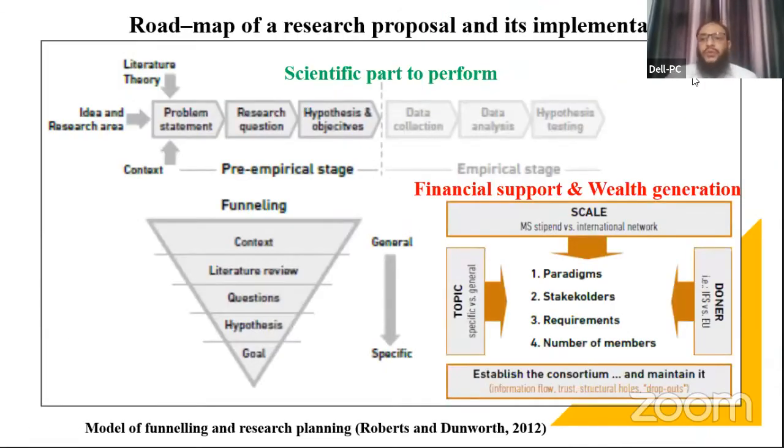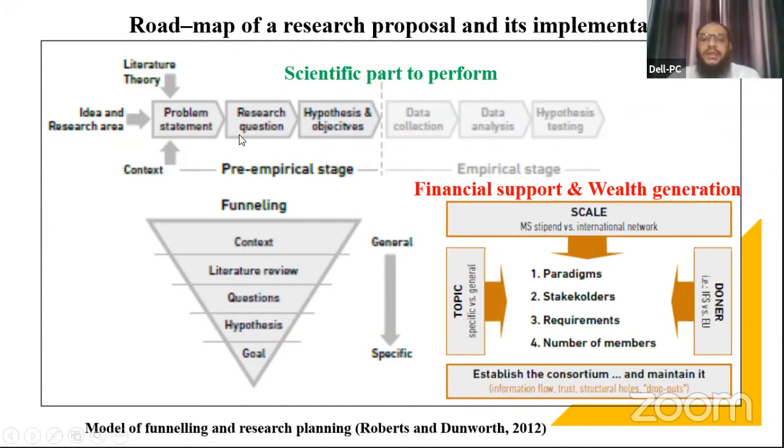Here I am showing you that some part of a research proposal is scientific and some part is associated with financial or wealth generation. When we do our work in a consortium manner, then we have to depend on financial support, and we have to generate wealth through our own research. But the most important for a single PI based work or research proposal, which is not heavily funded, we have to focus on this funneling of research planning. So what should be the funneling of the research planning?